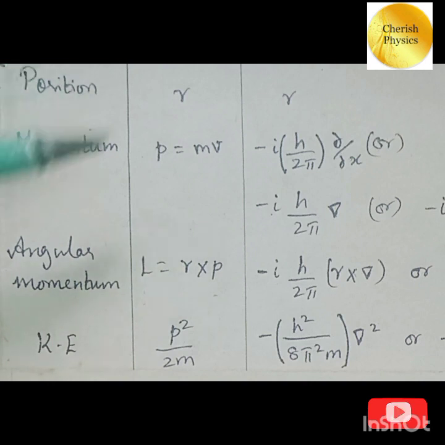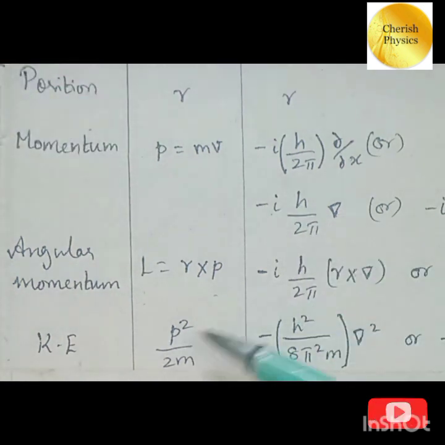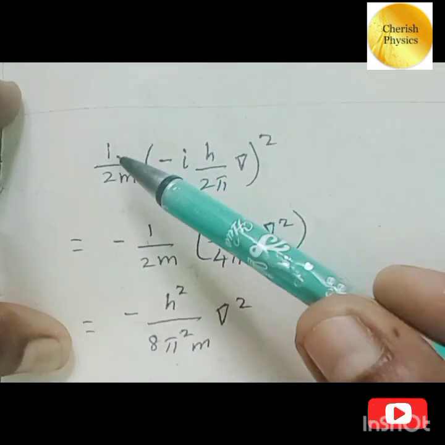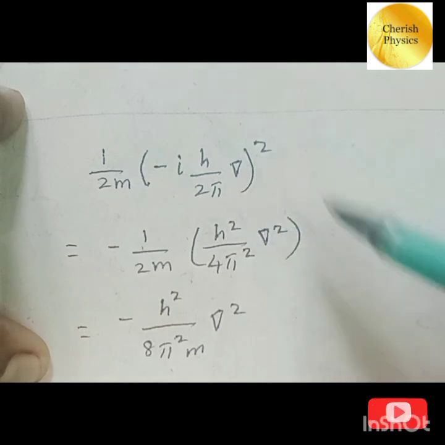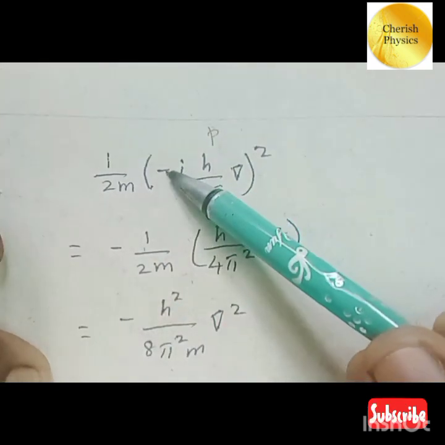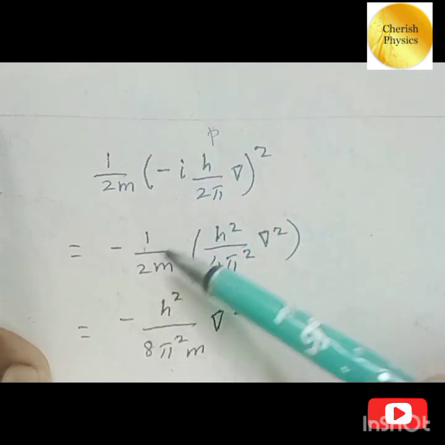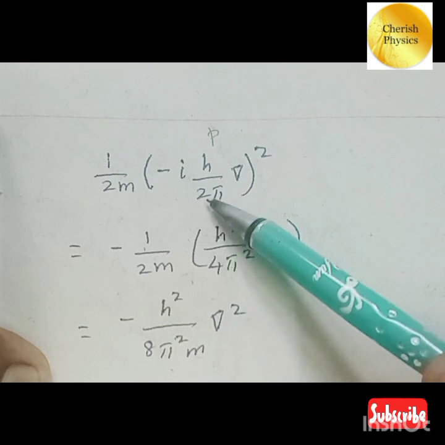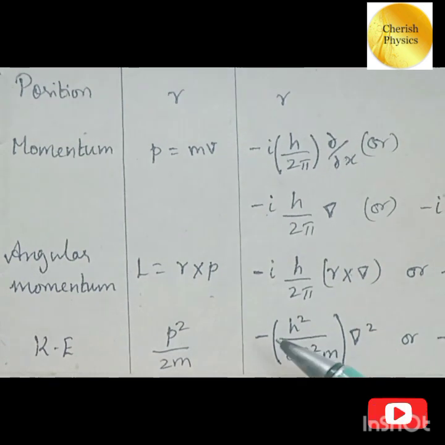We have to find the quantum operator for angular momentum, kinetic energy, everything in terms of the momentum P. Use this in this equation. So we get 1 by 2m into minus i h by 2 pi del, this is P, the whole squared, which is equal to i squared. Minus into minus is plus, and i squared, its value is minus 1, so minus 1 by 2m h squared by 4 pi squared into del squared. So the quantum operator for the kinetic energy is minus h squared by 8 pi squared m into del squared.